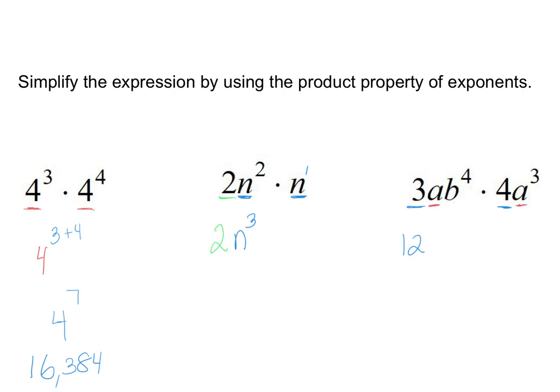The rule says that we add exponents when the base is the same. So that means the A's have to be the same. So I'm going to add the imaginary 1 for the first A and the 3 for the second A, giving me exponent 4. And now for the B term, because there is no other B, I'm just going to bring down B to the 4th because I can't combine that with anything else.